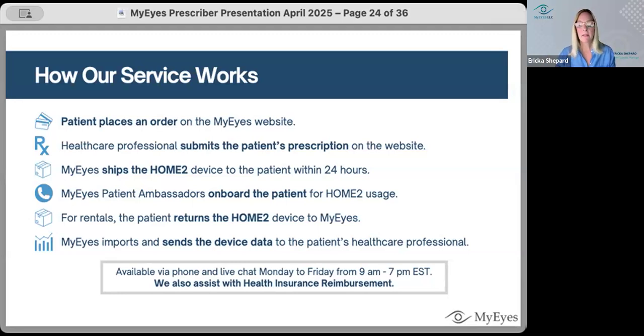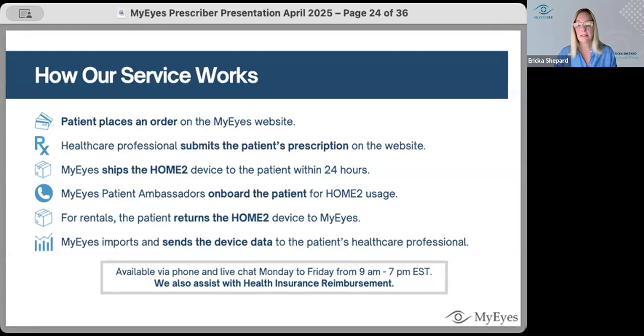And the nice thing is we have some offices where the doctor wants the report, and some offices where it goes to a tech. The tech then uploads it. It comes in a PDF format, and I'll show you that in a second. But we're here basically Monday through Friday, 9 a.m. to 7 p.m. Eastern. And again, I'll talk about health insurance reimbursement in a second.